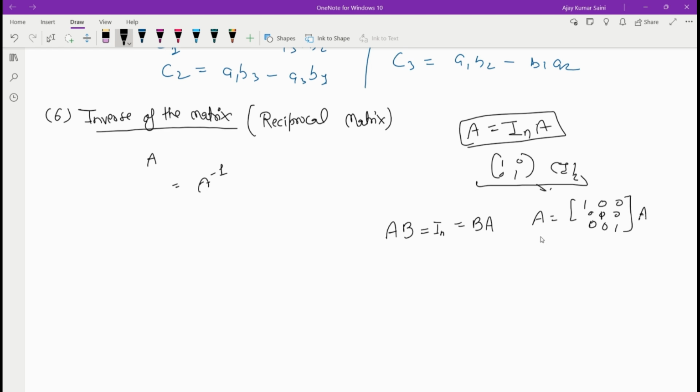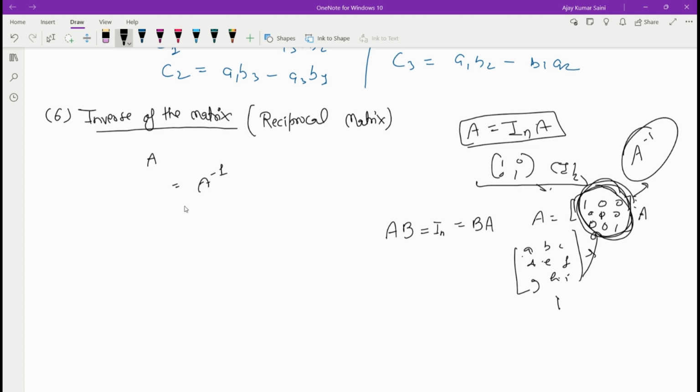Suppose there is a matrix like A B C D E F G H I. We convert this into this form, and the final matrix after converting it is known as the inverse of A. I will also tell about this method. So first discuss about this. Okay, now let's start.